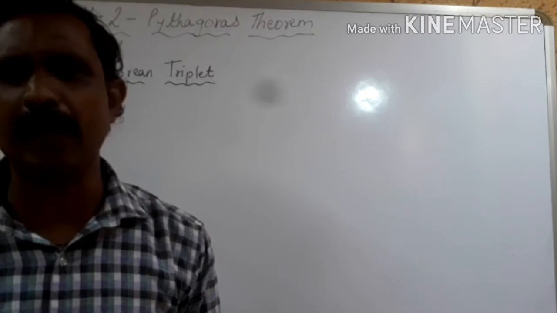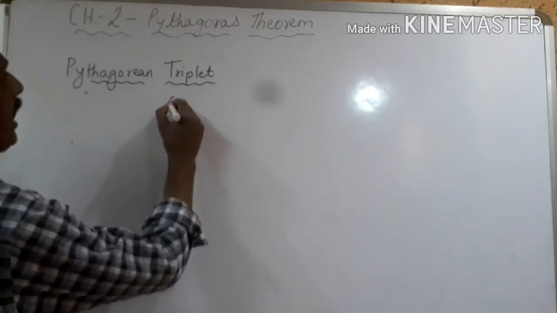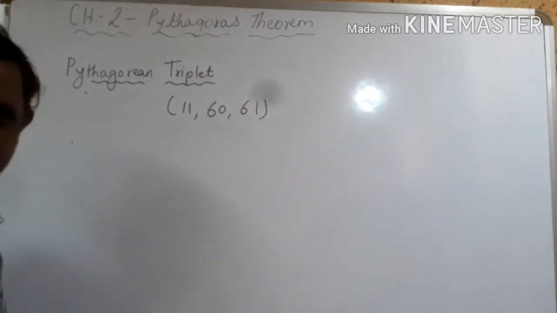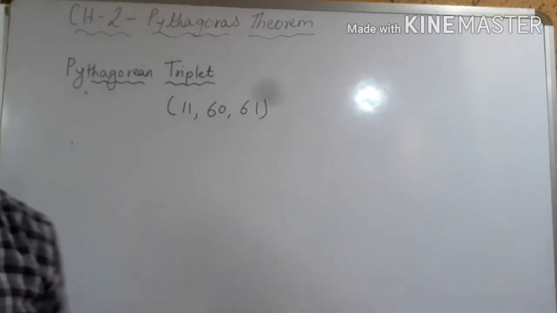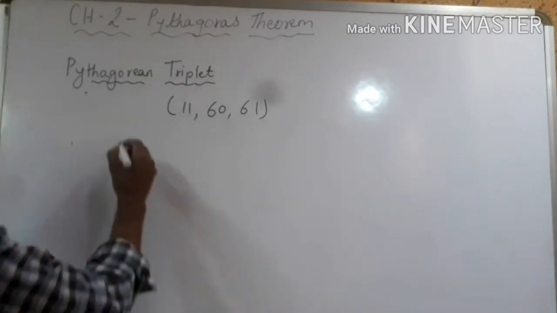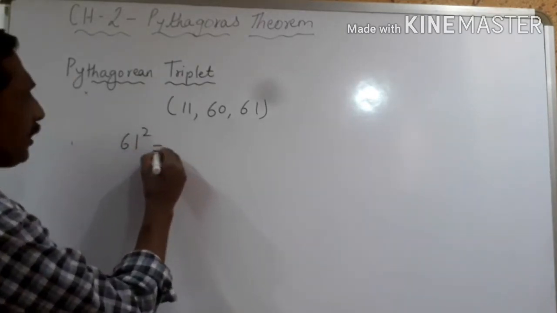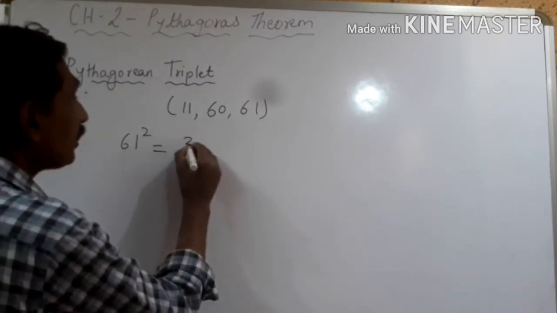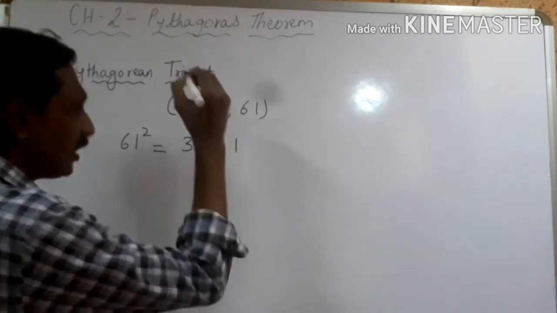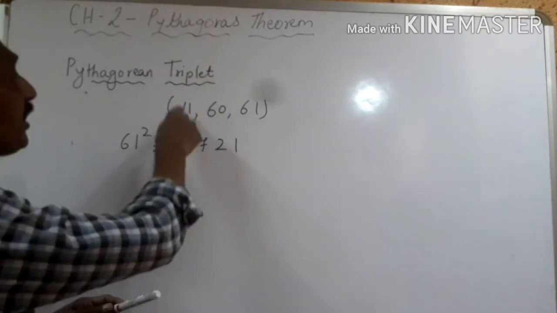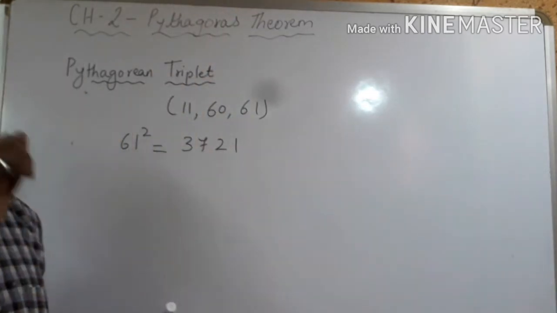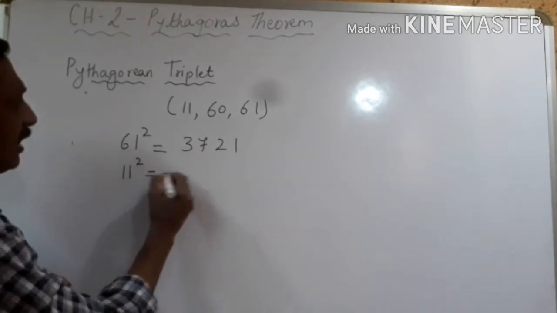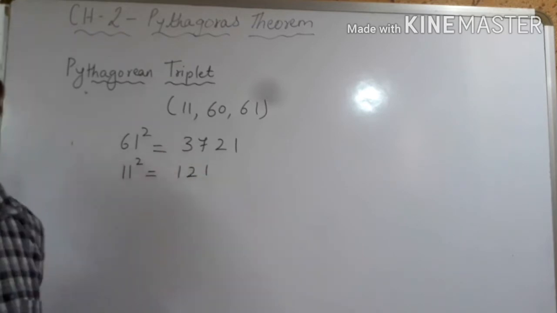Let us see one example. Suppose we have 11, 60, 61. Now which is the largest number over here? 61. Let us find the square of 61. What is the square of 61? 3721. Now let us find the square of the remaining two numbers. Let us find the square of 11. 11 square gives me 121.